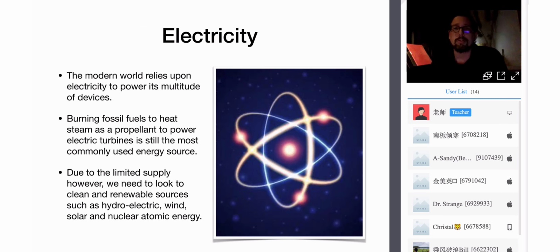So the modern world relies upon electricity to power its multitude of devices. Burning fossil fuels to heat steam as a propellant to power electric turbines is still the most commonly used energy source. However, due to its limited supply, we need to look to clean and renewable sources such as hydroelectric, wind, solar, and nuclear energy.